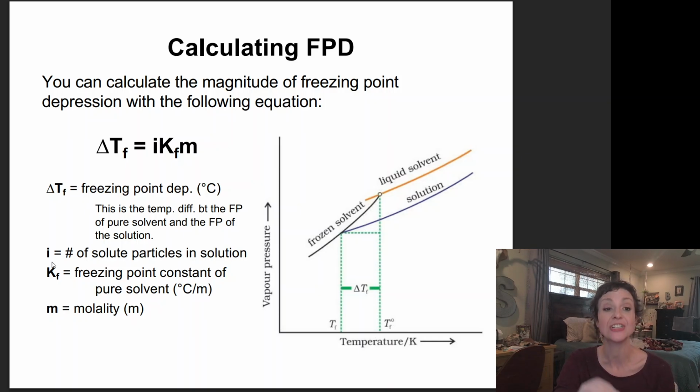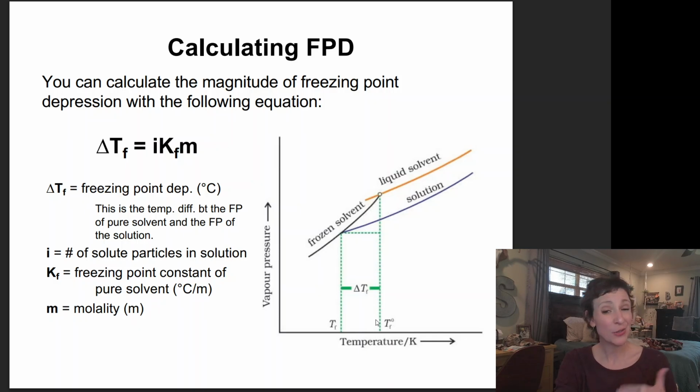Okay, we figure that out in terms of whether it's ionic or covalent, and if it's ionic, we figure out how many ions it dissociates into. Kf is a constant, the freezing point constant of whatever that pure solvent is, and then m is molality. Okay, so here on my phase change graph, if I were to focus on the liquid solvent, meaning just the solvent, the temperature at which it freezes would be right here.